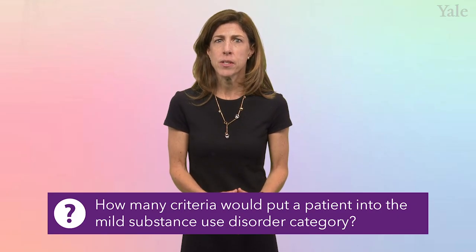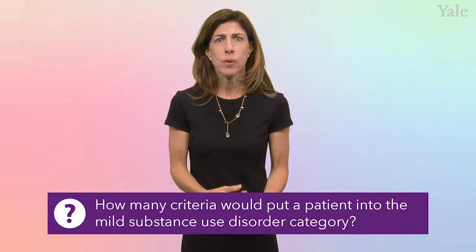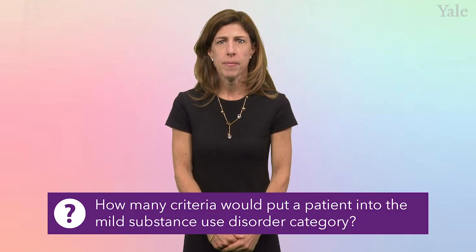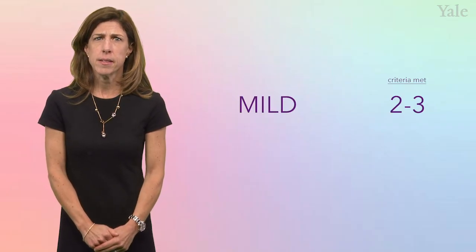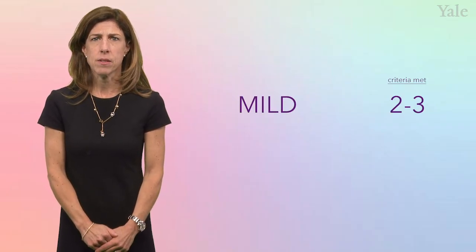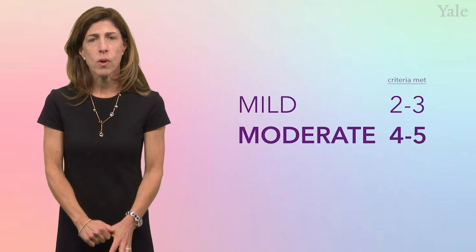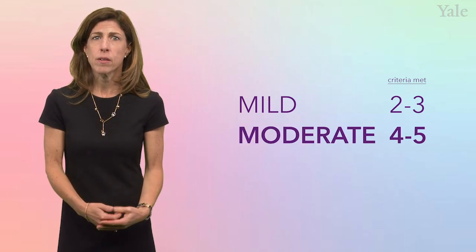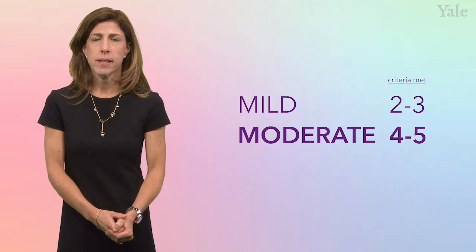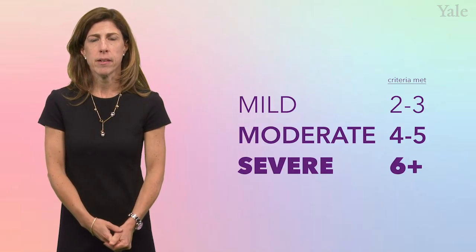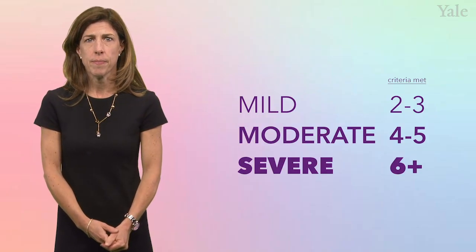So how many criteria are needed to receive a diagnosis of a substance use disorder? If you had to guess, how many criteria would a patient need to meet to be diagnosed with a mild substance use disorder? Since the DSM-5 was published in 2013, only 2 criteria are needed to meet criteria for a mild substance use disorder. If someone meets 4 or 5 criteria, that's considered a moderate substance use disorder, and 6 or more reported criteria signify a severe disorder.